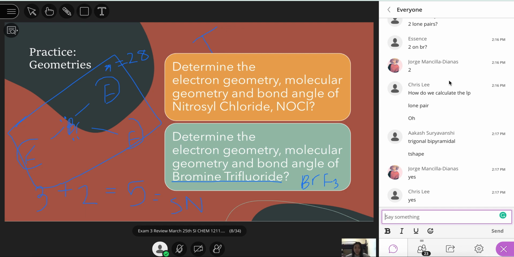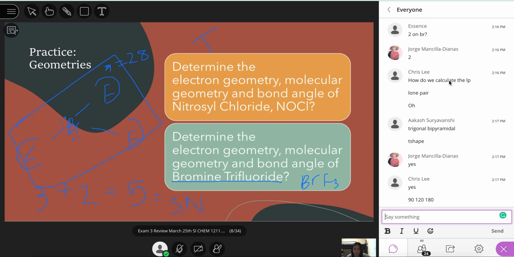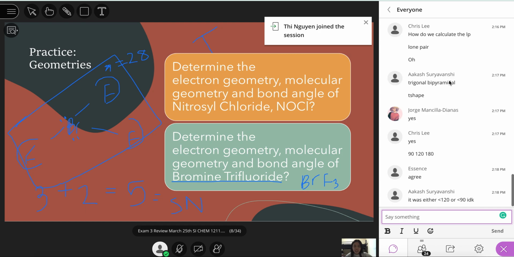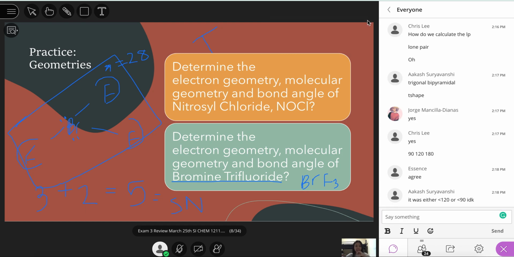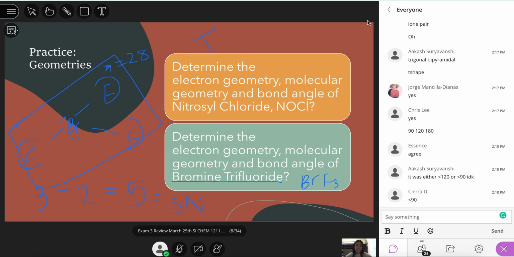So BrF3, what's the bond angle? Because we know it's T-shaped, right? So once we know that, what's the bond angle we're gonna have? Okay, and do we have any other answers or do we agree? Anyone else? Okay, agree. Okay, I see. So actually, it's narrowed down a little bit more. So instead of just saying it's 90, 120, or 180, it's actually going to be less than 90. Yes, exactly. It's less than 90.